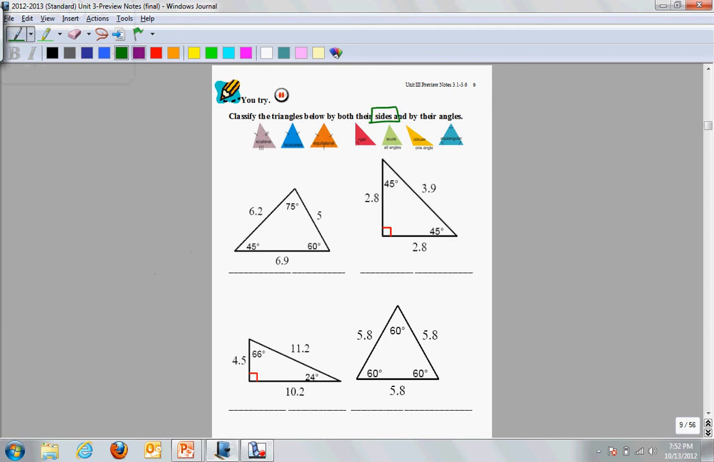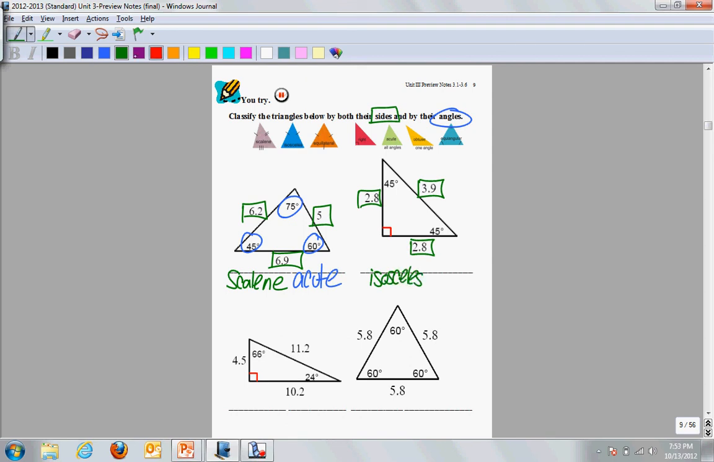So sides, I'm in a box. Angles, I'm in a circle. Sides. Take a close look here. None of them are equal, so this is going to be scalene. Angles, all of them less than 90, so it is a scalene acute triangle. Here, sides, 2 of them are equal, so I would call this isosceles. Angles, 1 of them is right, so I would call it an isosceles right triangle.